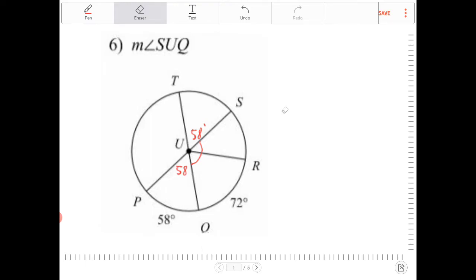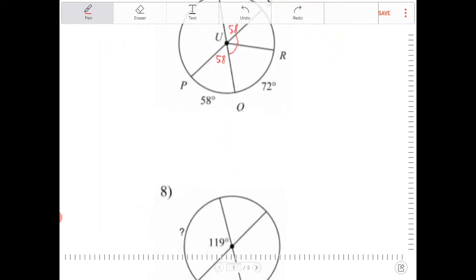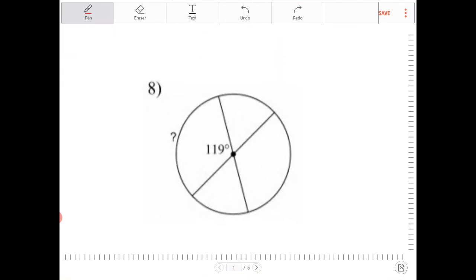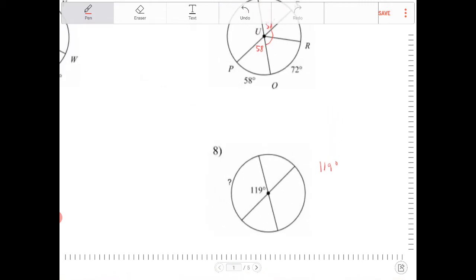So that means angle SUQ is going to be supplementary to 58 degrees, so it must be 122. There's no need for this. Alright, so what am I asked to do here? Oh, find out what that angle is. That's 119, because that's the central angle there. Okay.